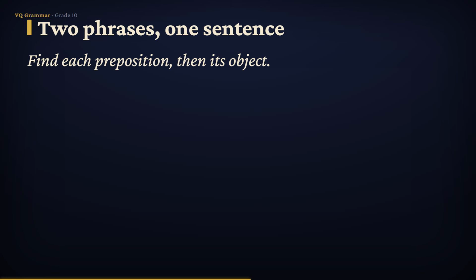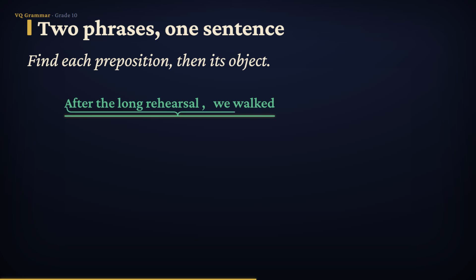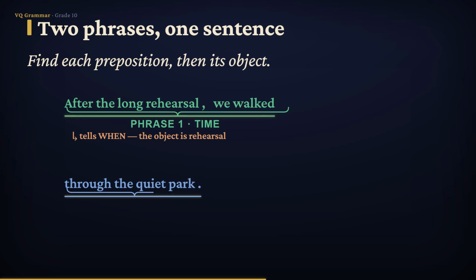Here's our sentence. After the long rehearsal, we walked through the quiet park. Start at the front. After is a preposition, and its object is rehearsal. So after the long rehearsal is our first phrase, and it tells us when. Now keep reading. Through is also a preposition, and its object is park. So through the quiet park is a second phrase, and this one tells us where. 2 prepositions, 2 objects, 2 phrases.